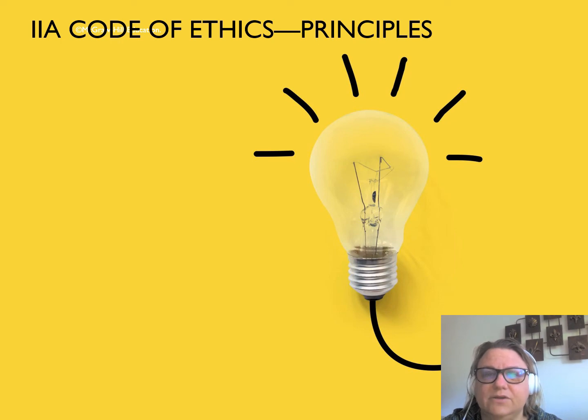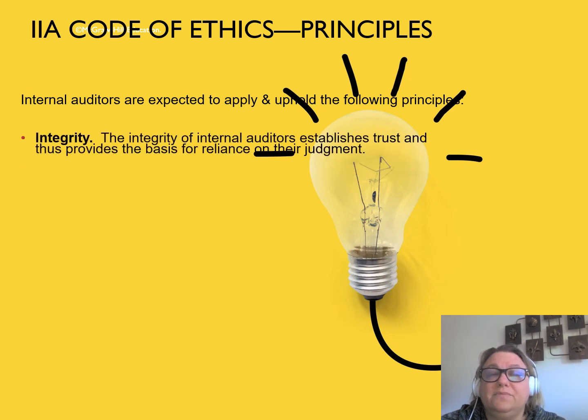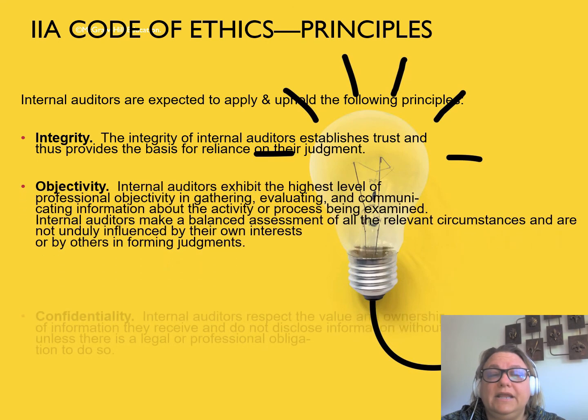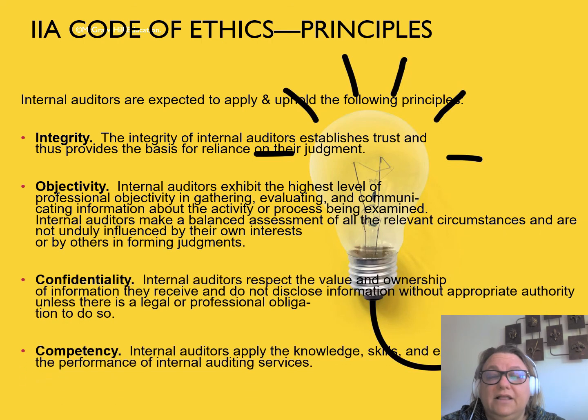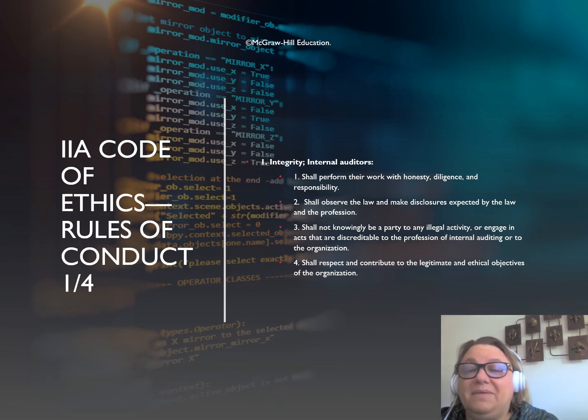Now, the IIA, the Institute of Internal Auditors Code of Ethics. I changed the color to kind of brighten up this lecture. Internal auditors, these are the people on the inside. We've been talking about everybody on the outside, CPAs. Internal auditors are also expected to uphold the following principles: integrity, objectivity, confidentiality, and competency. And it goes through the integrity. I want to make this bigger. Maybe I will fix the slide for next year, but I'll read it out for you.